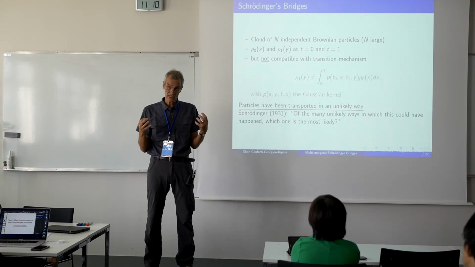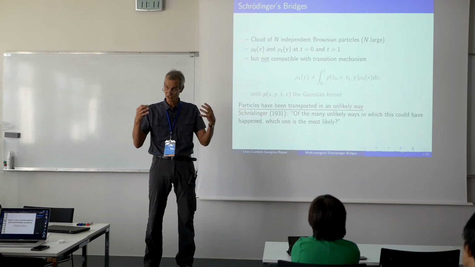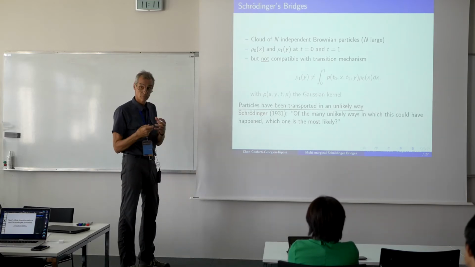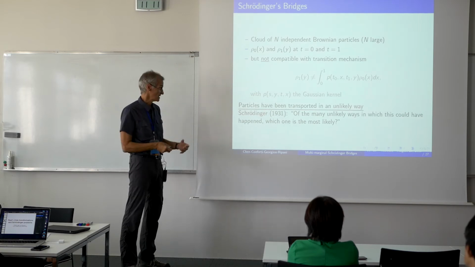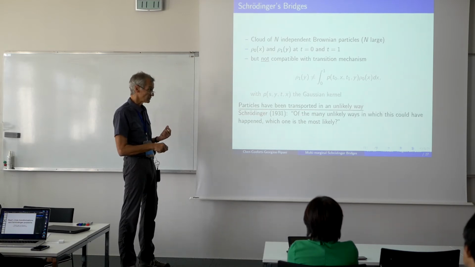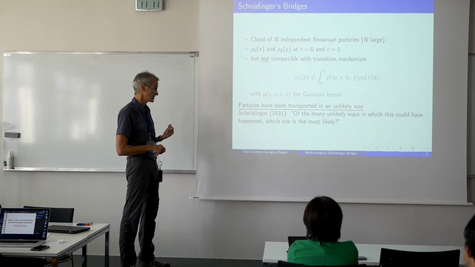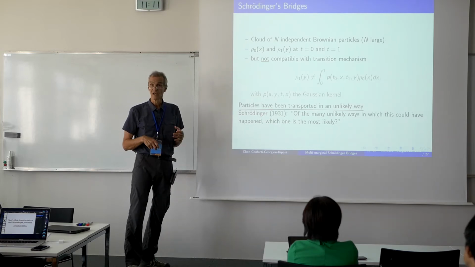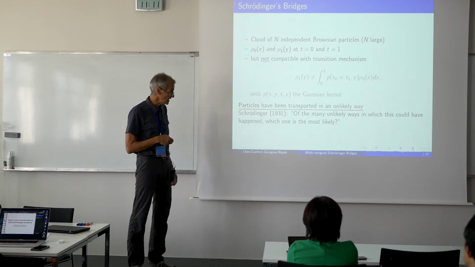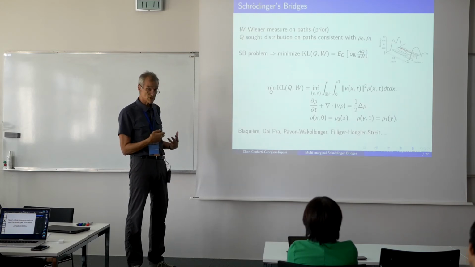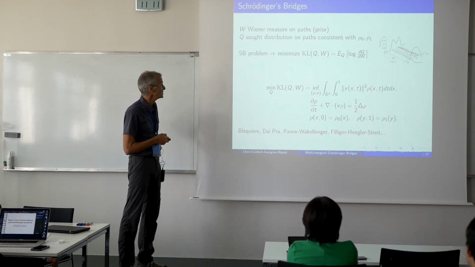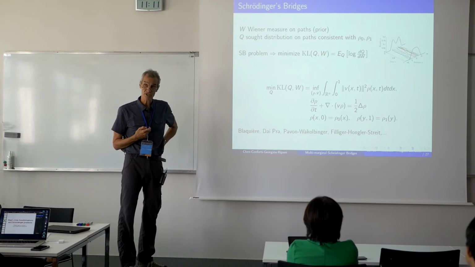And he asked the question, given that, I want some conditioning. I would like to find a new probability law on the path space that is consistent with the two marginals. This is the question he asked. Of the many unlikely ways that this could have happened, which one is the most likely? It took many years, almost 50 years, before this was understood in the context of large deviations. Basically, the question rephrased in modern language is the following. That's what Schrodinger effectively asked. And by the way, he answered the question.